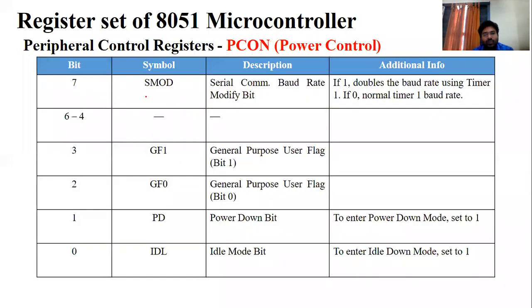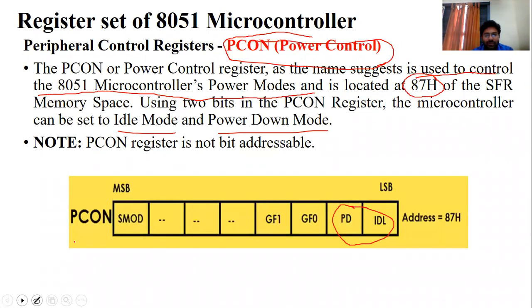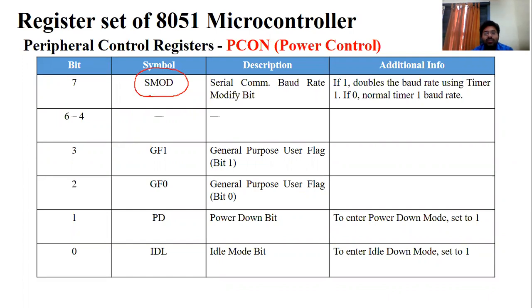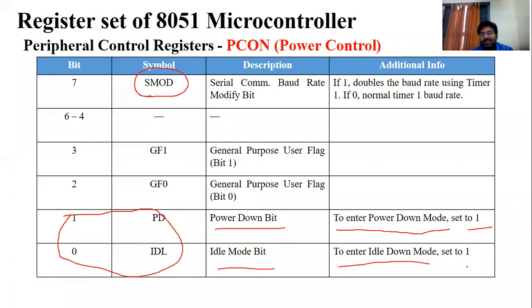Then SMOD, you know, means serial mode. Then GF1 is a general purpose user flag, then power down. I said these two are important for this register: the power down bit as well as the idle mode bit. What is the power down bit? To enter power down mode, you set this bit to 1. These are positive values, so that's why you put a 1.